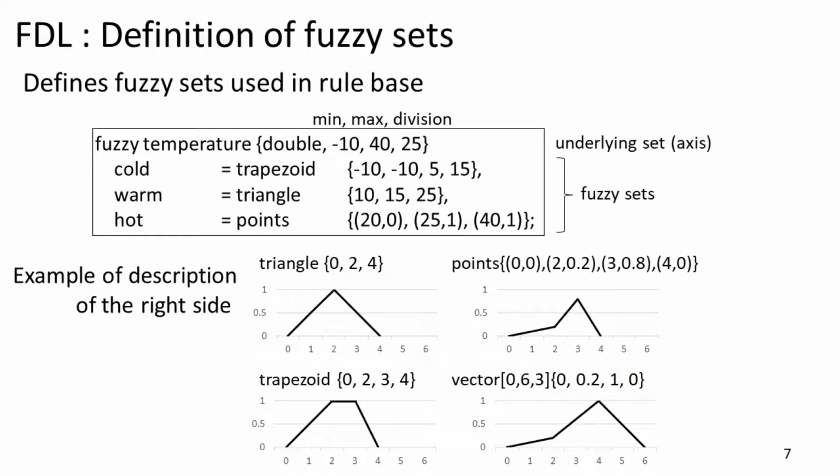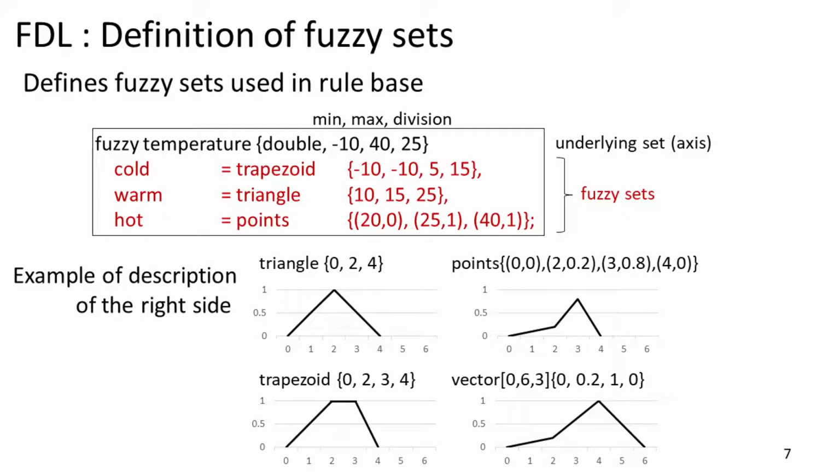Definition of fuzzy set is a part to define fuzzy sets used in the rule base. This is a sample description. The first line is a description of the underlying set, including minimum value, maximum value, and number of divisions. The second line and after are descriptions of fuzzy sets.